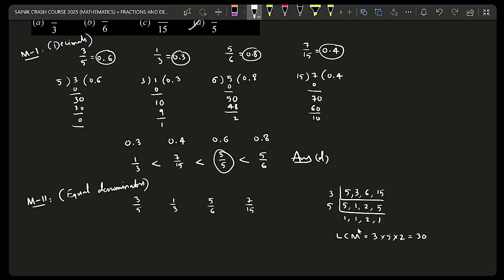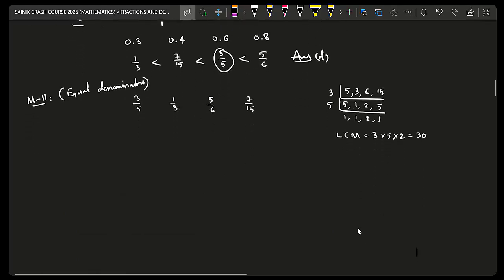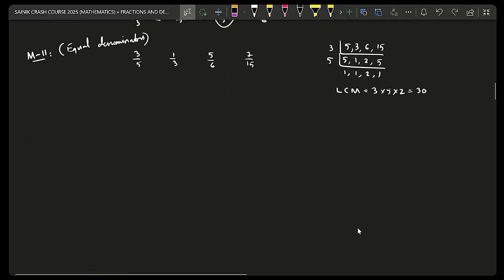Yes, sir. I want to convert all the denominators to the same number. What are the denominators here? 5, 3, 6, 15. How can I convert 5 into 30? 5 sixes are 30. Denominator multiplied by 6, numerator also multiplied by 6. And the next fraction, with which number should we multiply? 10. Third fraction, into 5. Because for every denominator we want 30. Last fraction, into 2.